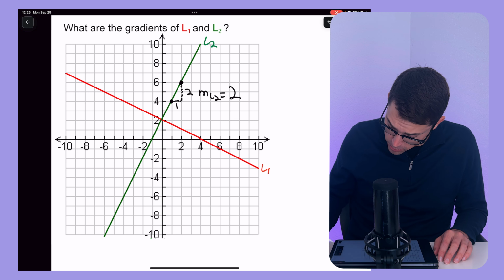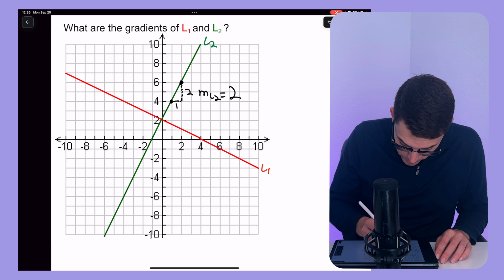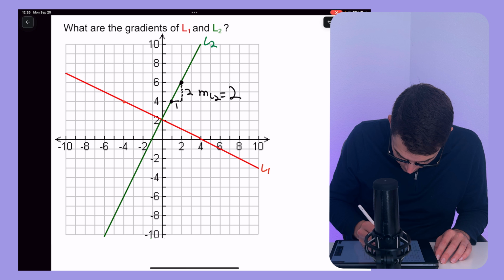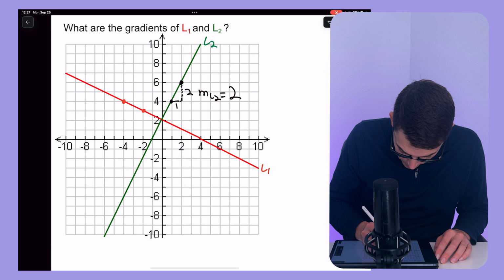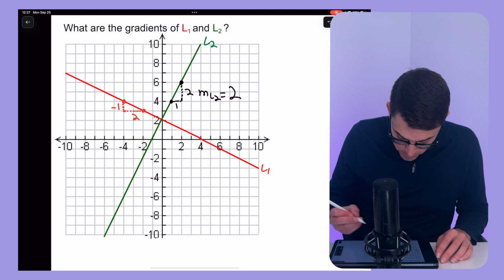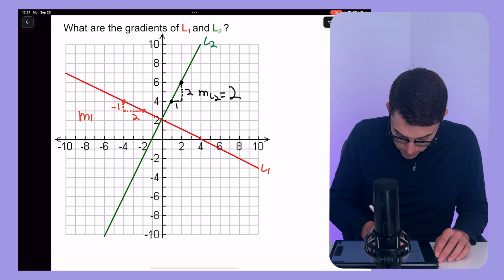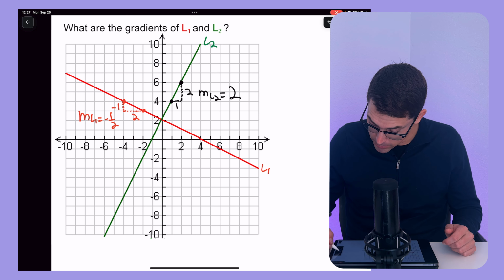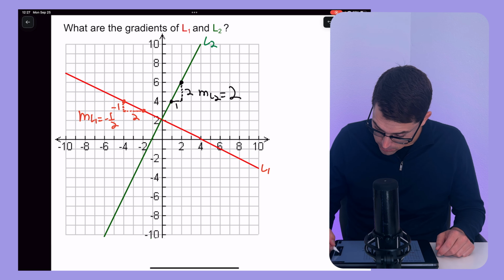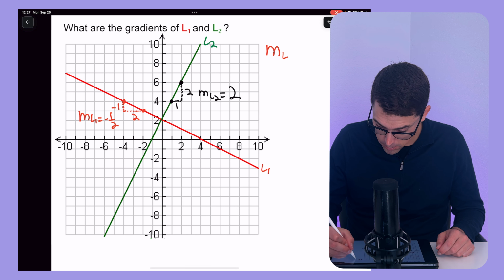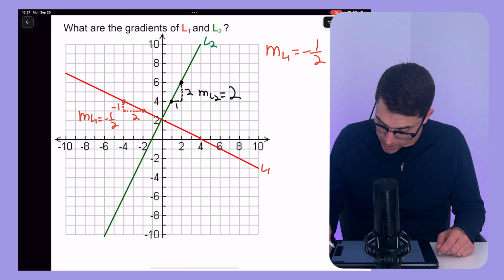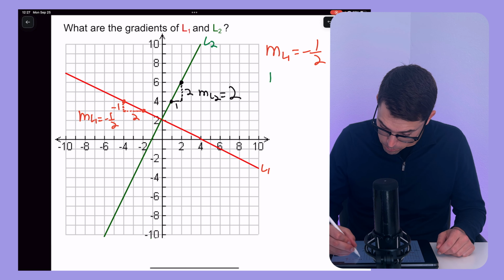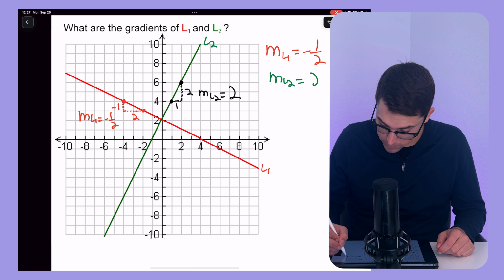And then if I look over here at my red line, well, let's see here. Here's a good point, and here's a good point. So I'm going to go down and over. I have -1 on my rise and then +2 on my run. So my slope of L1 is going to be -1/2. Now let's actually write that out so it looks a little bit neater. So let's say that my slope of line 1 is equal to -1/2. And then my slope of line 2 is going to be +2.